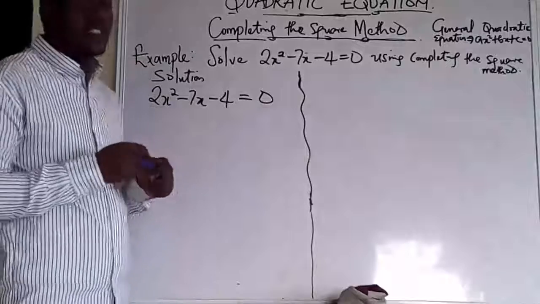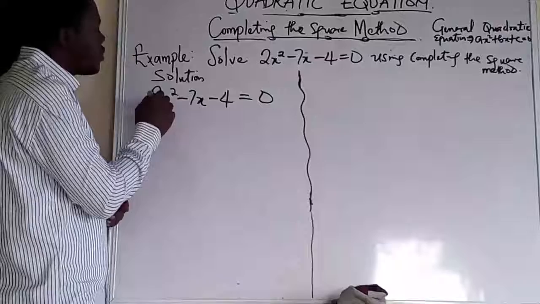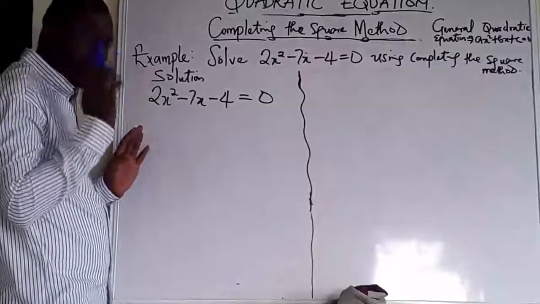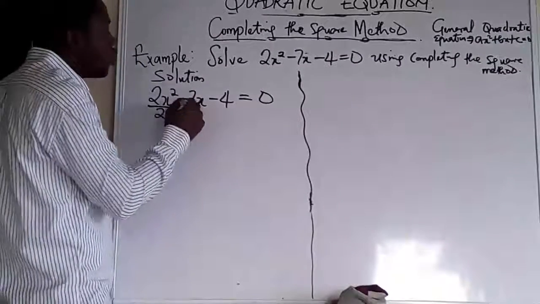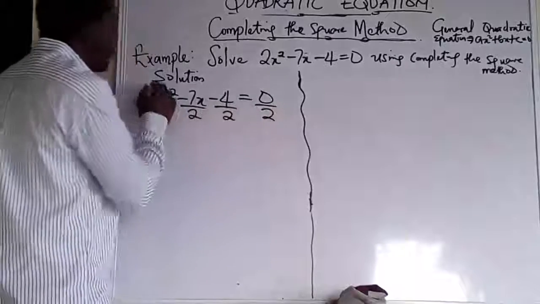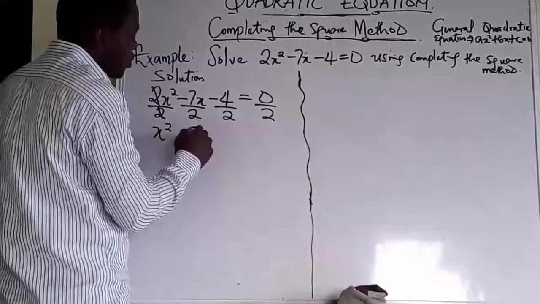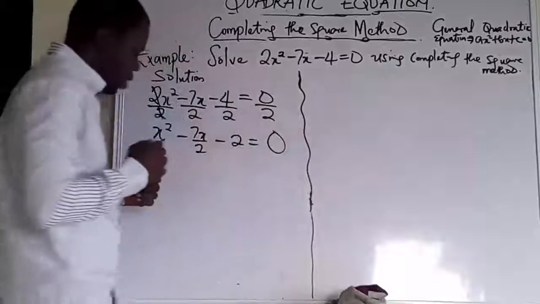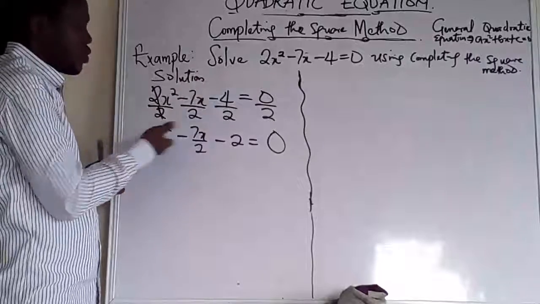Now, the first thing you have to do under completing the square method is look at the coefficient of x squared. If it doesn't have one, no problem. But if it has, you have to divide through by that coefficient. So when you divide through, what will happen is x squared minus 7x over 2 minus 2 equal to 0. So now I've been able to break this equation down to this form.